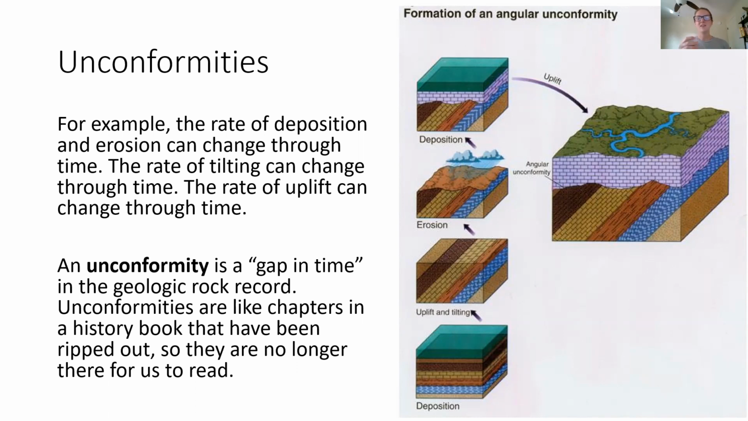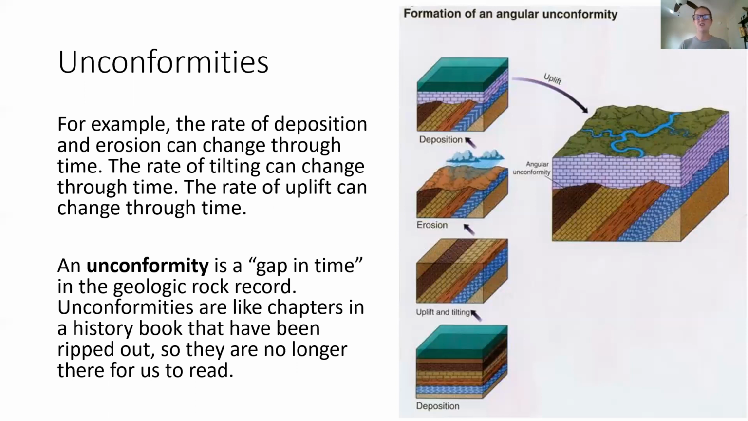So maybe the Earth was laying down layers, pages were being written in that history book, and then for some period of time, there was an erosional event, and those history chapters, those rock layers were ripped out, eroded out of the history book, which means they're no longer there for us to read them, for us to interpret them.